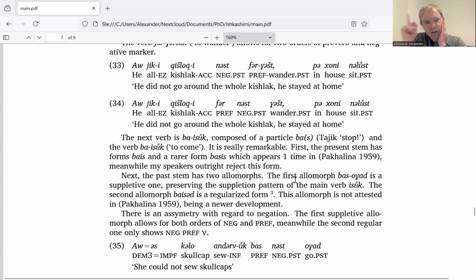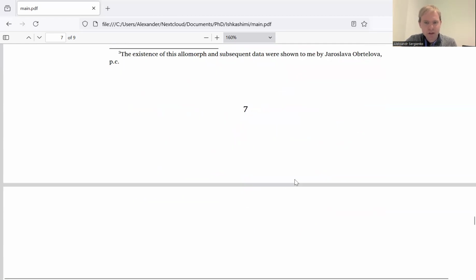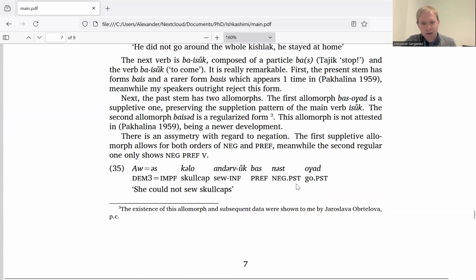But there is a second allomorph, which is a regularized form. It is bised, right? So you have the ba, you have the present stem is, and you attach ud, like having a regularized form of the past tense. And this allomorph is not attested in Pakhalin 1959. It is a newer development, and it is attested in newer texts. And there is indeed an asymmetry with regard to negation. So the first suppletive allomorph allows for both orders of neg and pref, right? Meanwhile, the second regular one only shows neg pref v.